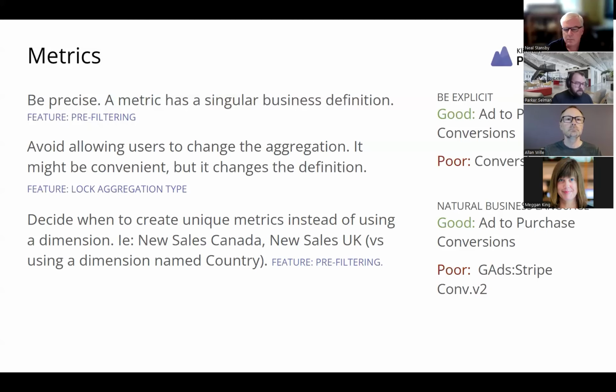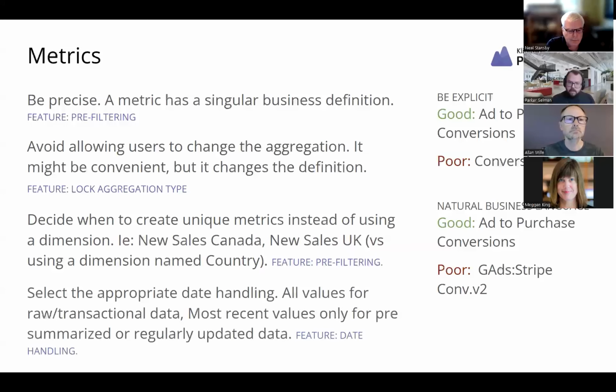But if your new sales in Canada and your sales in the UK are completely different lines of business, they operate on different profit and loss statements, then maybe it's valuable to create unique metrics for this data instead of relying on the one. And again, our pre-filtering tools can help you enable that in the metric editor. And we'll get into showing exactly where that lives in the product in just a second.